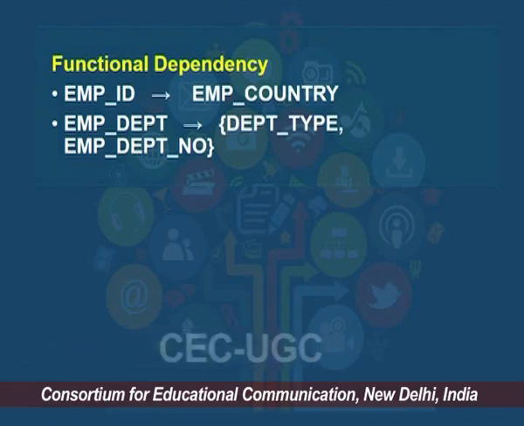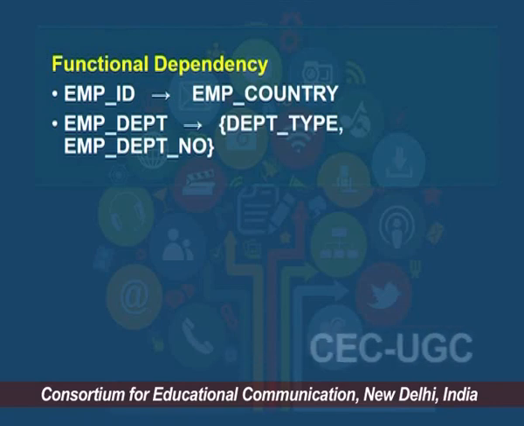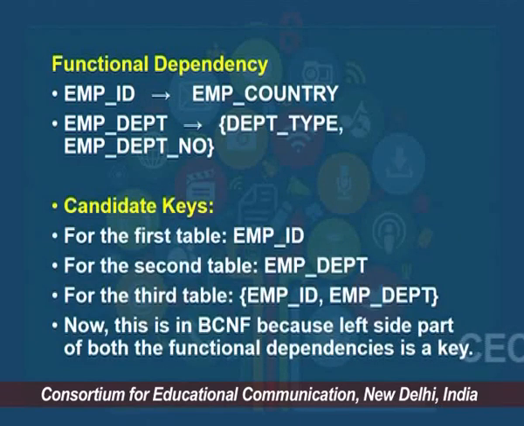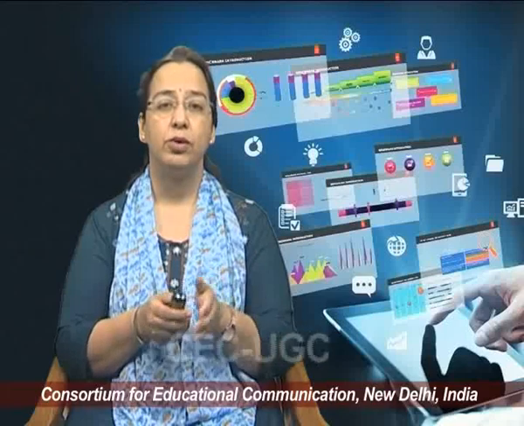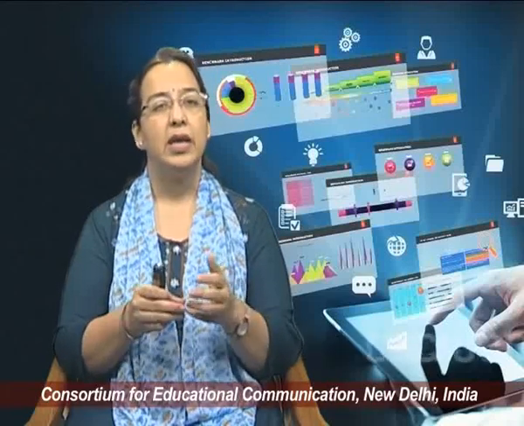So for the first table, after decomposition, the candidate key is employee ID. For the second table the candidate key is employee department, and for the third table a combination of employee ID and employee department is the candidate key. Now if you can see the functional dependencies which exist, this table can be called in Boyce-Codd normal form, because the left side part of both the functional dependencies are now the keys. Employee ID is the key for the first table and employee department is the key for the second table.